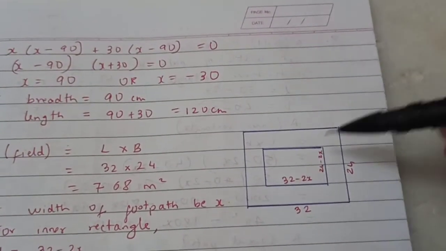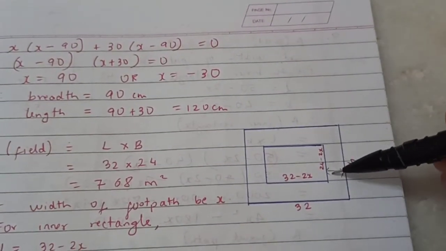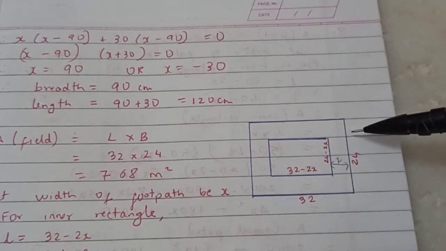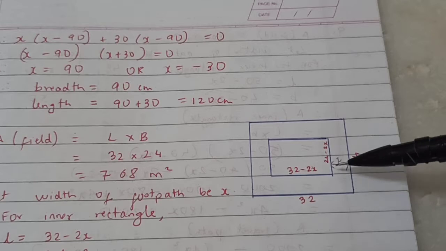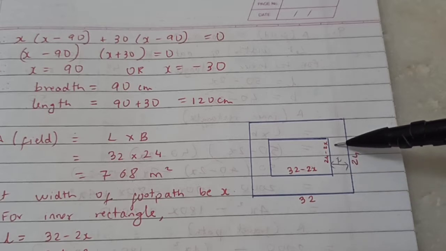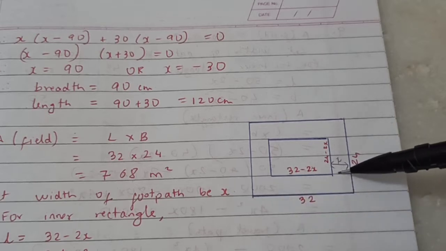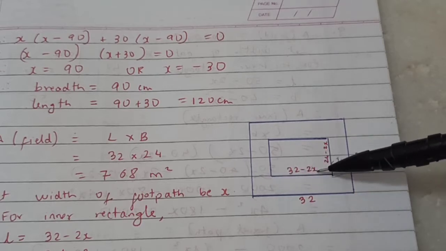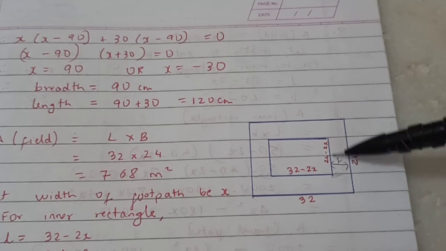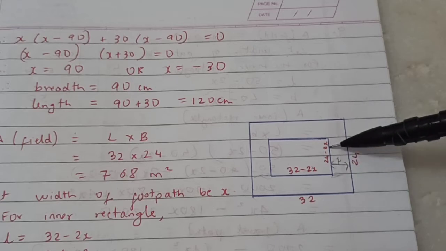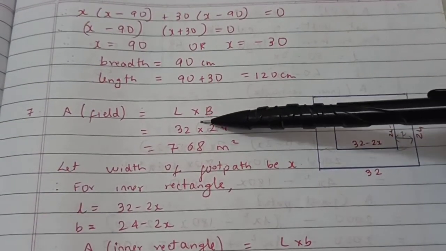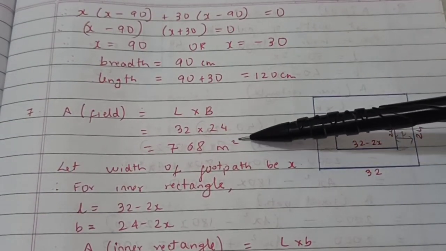So we will assume the width of the footpath to be x. So this is x. Now the actual length is 32 and 24. So what will be the inner length and the inner breadth? You see, if this is 32 minus x from here and minus x from here, so the inner length is 32 minus 2x. Similarly, the inner breadth would be 24 minus 2x. Now, the area of the field is 32 into 24, obviously 768 meters squared.